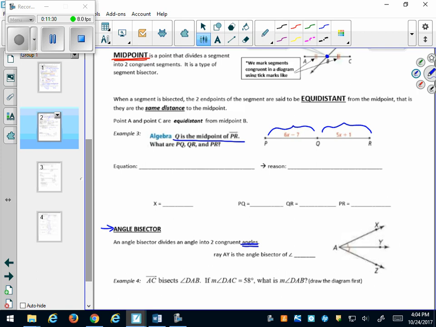Q is the midpoint. Well, if Q is the midpoint, that means this length is the same as this length. So we're going to write an equation to reflect that they are the same length. 6x minus 7 equals 5x plus 1. Equals because the two segments are congruent, that makes their measures equal to each other. So what justifies me writing that equation? How do I know that they're equal to each other? This one is the definition of midpoint.